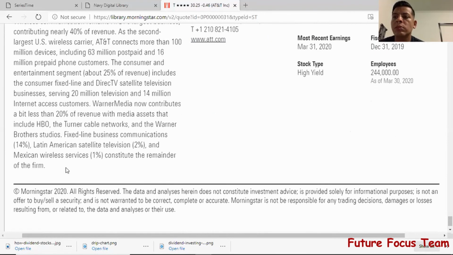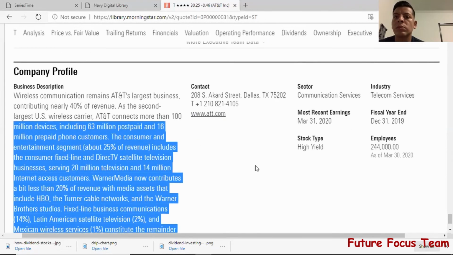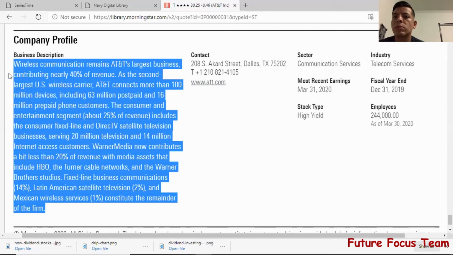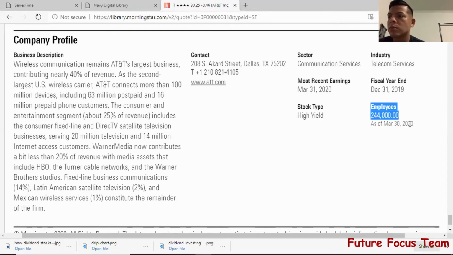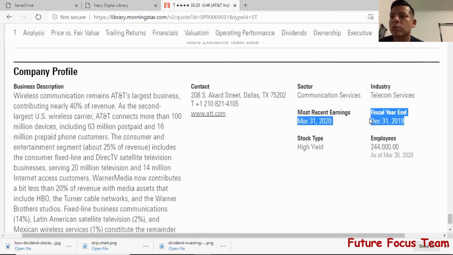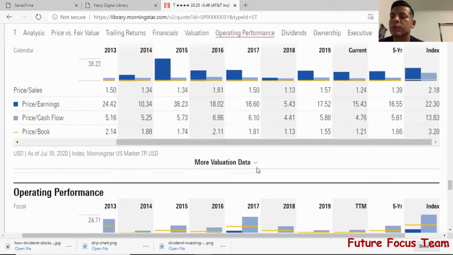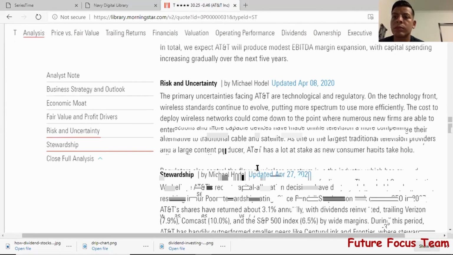If you don't really know what the company is about and you are interested in it, you could go on the company's website and look at testimonials and things like that, but this just gives you a brief description of what the company is and what they do. You can see the number of employees as of March 30th, when their fiscal year ends, which is important. I think this has documents as well, like their quarterly reports. Their most recent earnings were on March 31st, and they're about to release earnings next week as well.